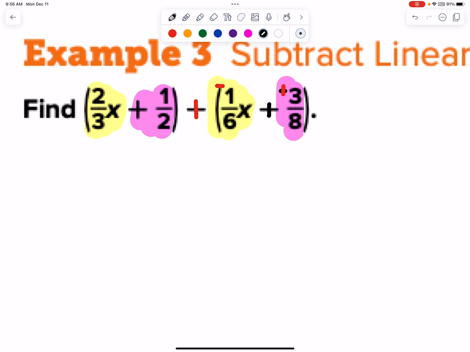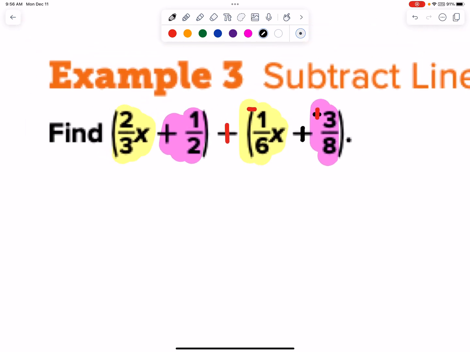So we have a 2/3 x and a 1/6. Obviously, we need common denominators. Don't forget that. So times 2 over 2 puts us at 4/6x. And so 4/6x minus a 1/6x. Okay, different sign subtract puts us at 3/6x, which we can simplify.